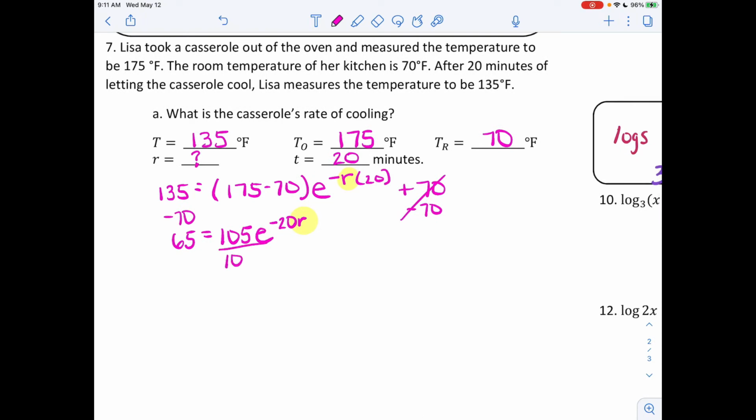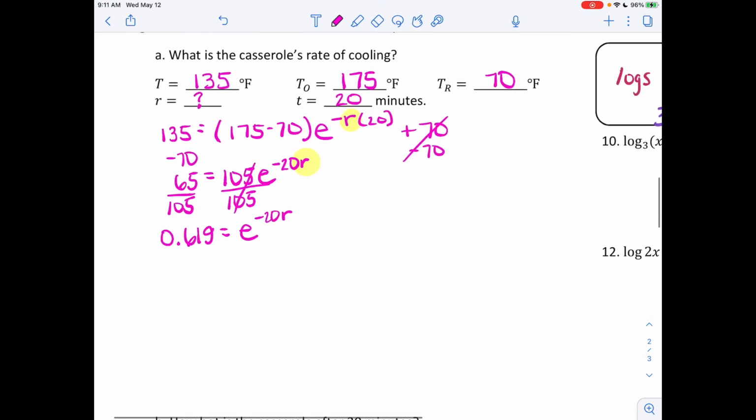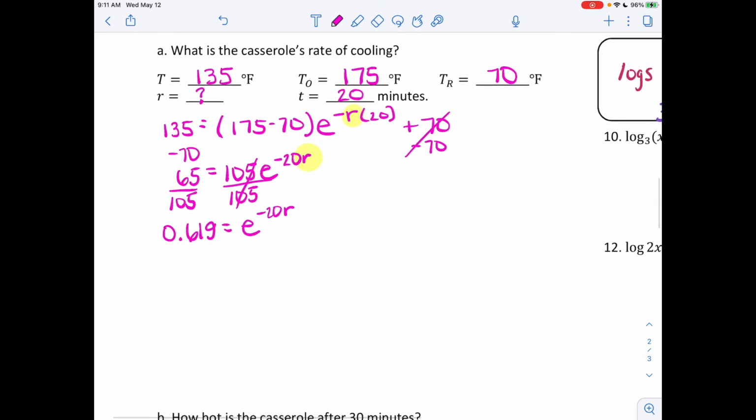Multiplication is undone with division. So I'm going to divide by 105 on each side. And that's going to leave me a decimal, and that's okay. Remember, we're working with real world problems. A lot of times we will expect decimals, and that's equal to e to the negative 20r. We still want to continue solving for r.